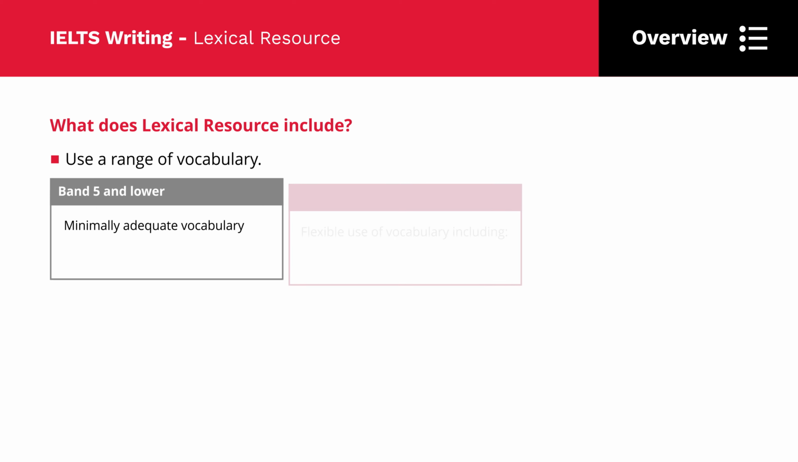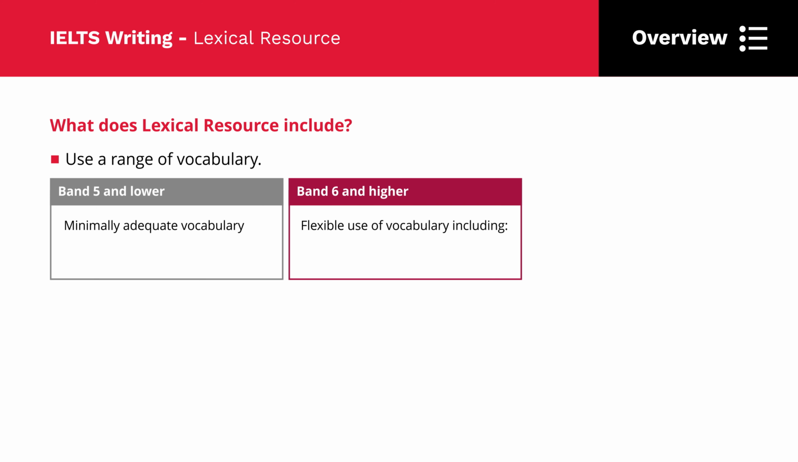For higher bands, examiners are looking for flexible use of vocabulary. This means that you can demonstrate a wide vocabulary, including using synonyms and collocations. Collocation means phrases containing words that are often used together. For example, crime and punishment, or global warming.